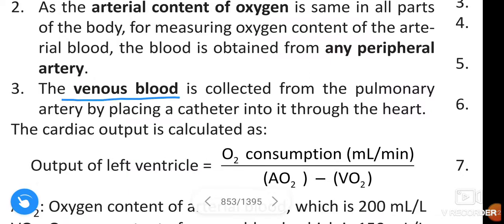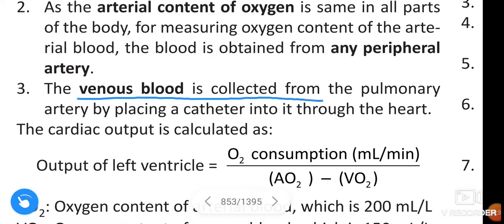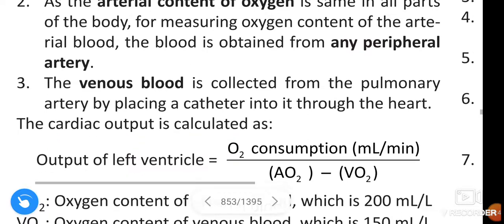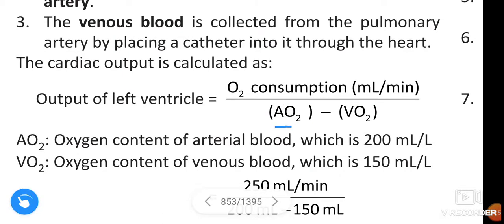Next, venous blood. Venous blood is collected from the pulmonary artery by placing a catheter into it through the heart. The cardiac output, that is the output of the left ventricle, is equal to oxygen consumption in milliliters per minute divided by the arteriovenous oxygen difference.